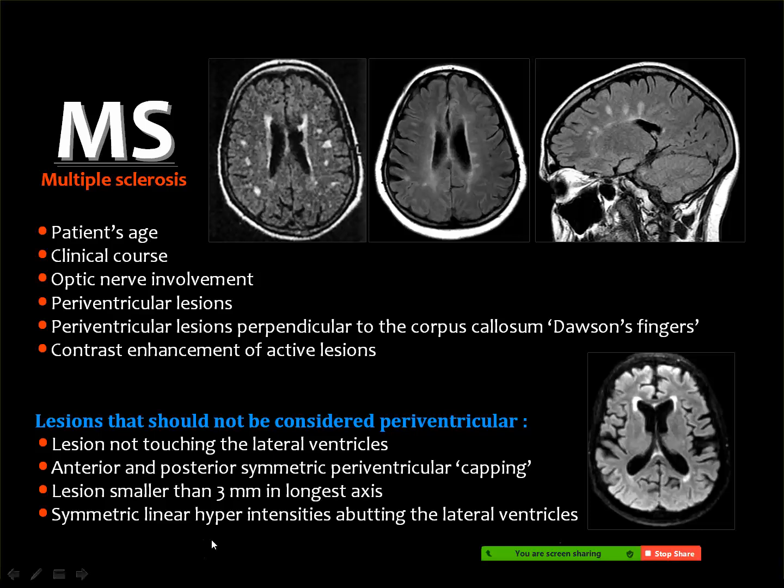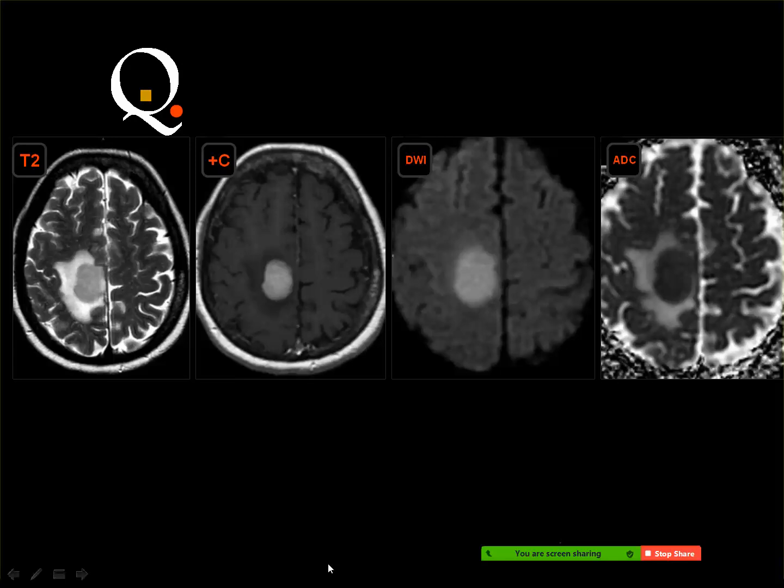These findings are not considered periventricular: lesions that do not touch the lateral ventricle, like these lesions; anterior and posterior symmetric periventricular capping; lesions smaller than 3 millimeters in long axis; and symmetric high signal intensity abutting the lateral ventricle. These are not considered periventricular lesions. Then we came to another case.